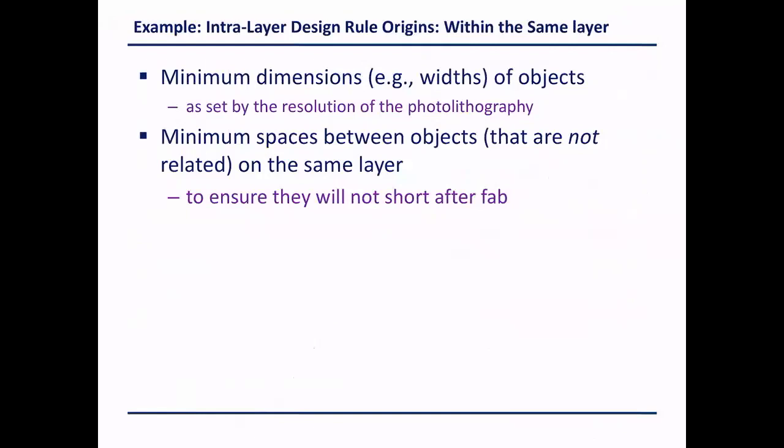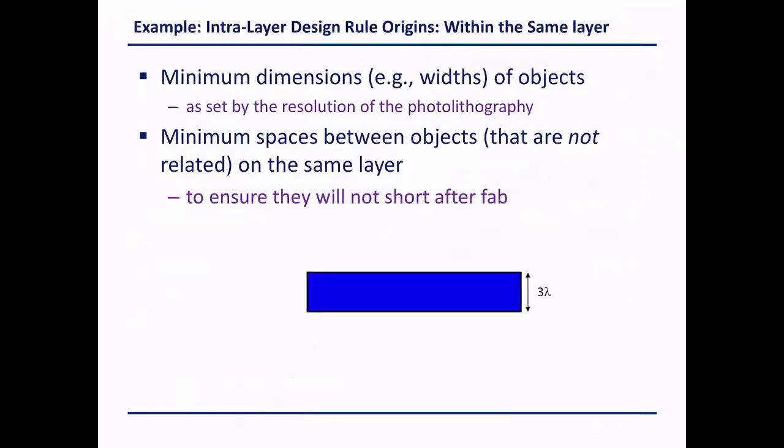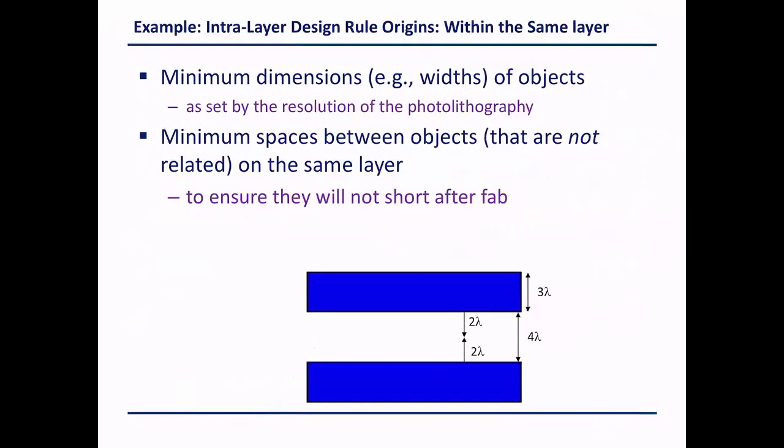Now on this slide, we are going to define the different parameters as a function of lambda. In the metal layer, we will tell you that the width is 3 lambda, and that the distance between two wires in the same layer, in metal 1, is going to be 4 lambda. So now you know how to interpret these definitions.